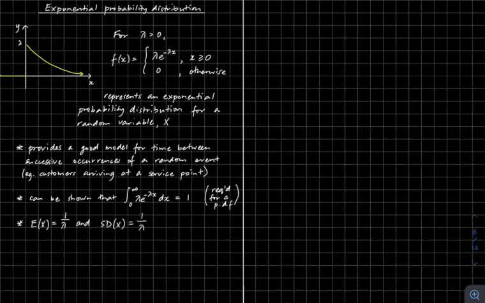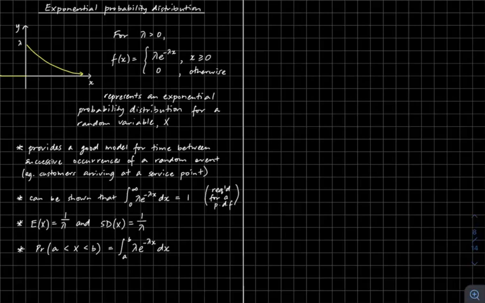It turns out that the expected value, or the mean, and the standard deviation of a variable described by this distribution are both 1 over lambda. The mean and the standard deviation are both 1 over lambda. Once again, we could demonstrate that mathematically. And like with any curve representing a probability density function, we can find the probability that x lies between a and b by finding the area under the curve between a and b.